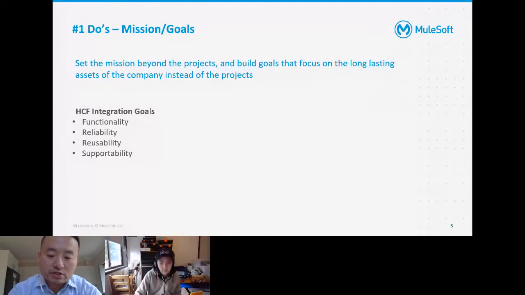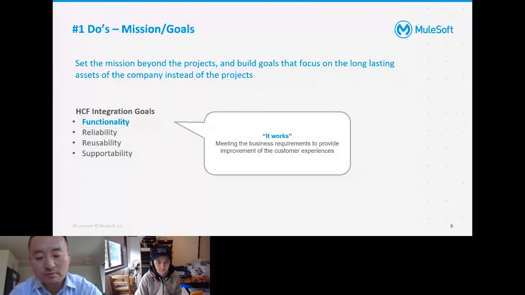Having a clear mission and a set of goals is number 1. Set the mission beyond the projects and build goals that focus on the long-lasting assets of the company instead of the projects. In HCF, we have built the following goals for our integration team: functionality, reliability, reusability, and supportability. These goals should be understood and resonated by every single integration team member, including manager, architects, dev leads, developers, and testers.